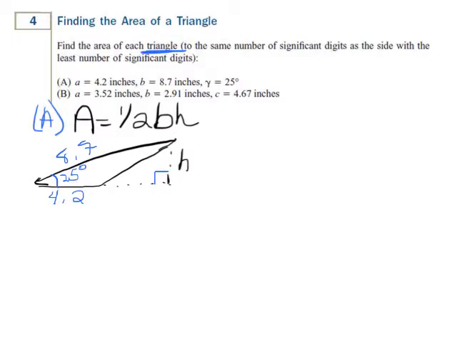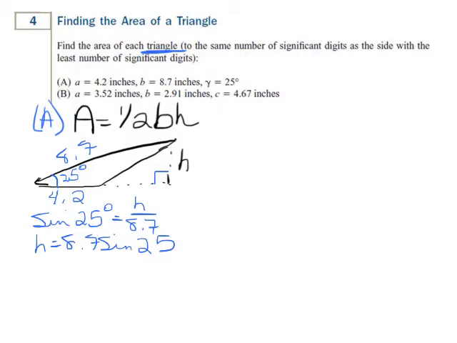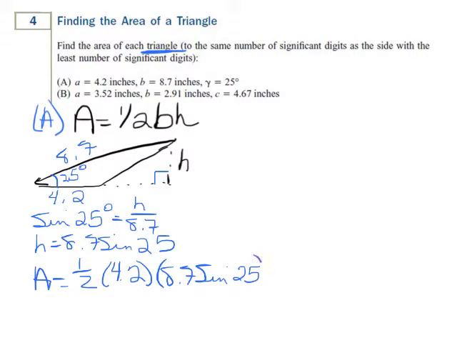We're missing the height. So for the height, the sine of 25 degrees is going to be equal to opposite over hypotenuse. So H is going to be 8.7 sine of 25. So our area is going to be 1/2 the base, which is 4.2, times the height, which is 8.7 sine of 25. All right, so our area is going to equal 7.7 inches squared.